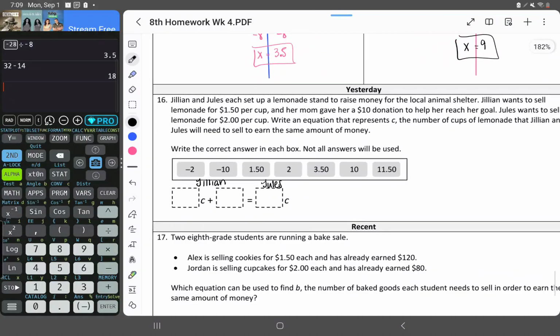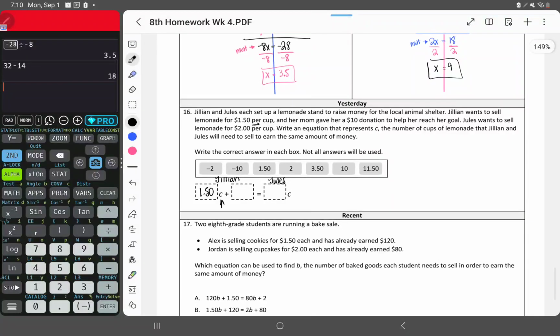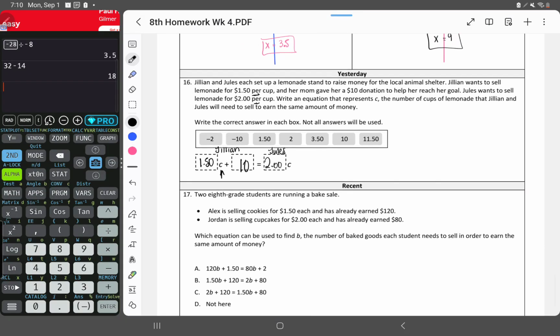So on this side, we're going to have Jillian, and on this side, we're going to have Jules. Now, for Jillian, remember, the number that is attached onto our variable is the one that happens multiple times. So which one happens multiple times? That would be the $1.50 because we see the word per. And then what happens once is the $10 because her mom donated that to her only once. For Jules, there's only one number and it says $2 per cup, so we know that the $2 happens over and over and over.